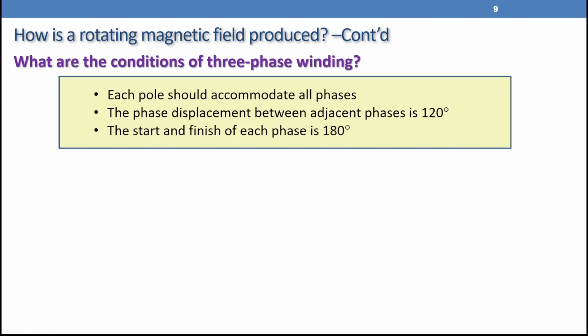So each pole should accommodate all phases. We know that the machine is constructed from a number of poles, an even number. So we have North Pole and South Pole. Under each pole, we should see phase A, B, and C, either go or return.